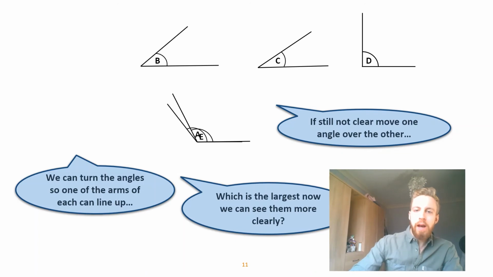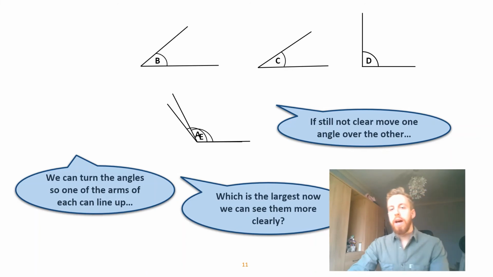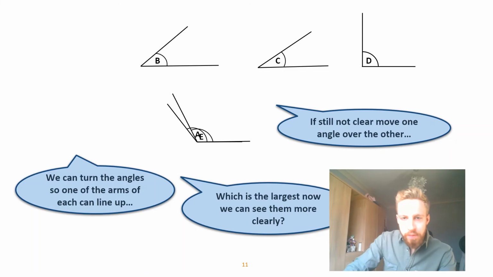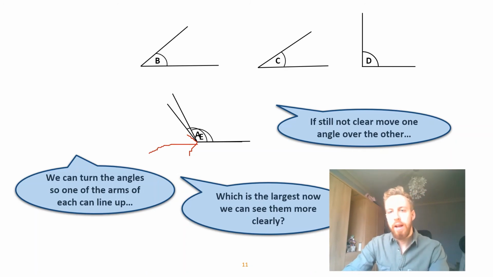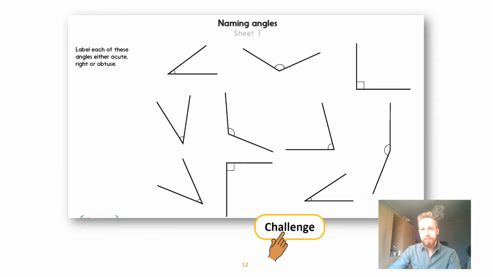What we can do now, if it's not clear, is put them over the top of each other. If you look here, we've put angle A and angle E over the top of each other so that we can see them, because they're roughly the same size. If we put A on top of E, we can see that angle A is slightly bigger than angle E. Alright, so we found the biggest one.